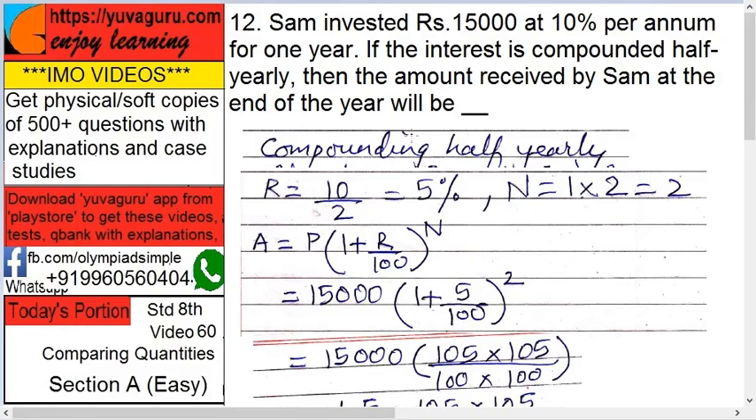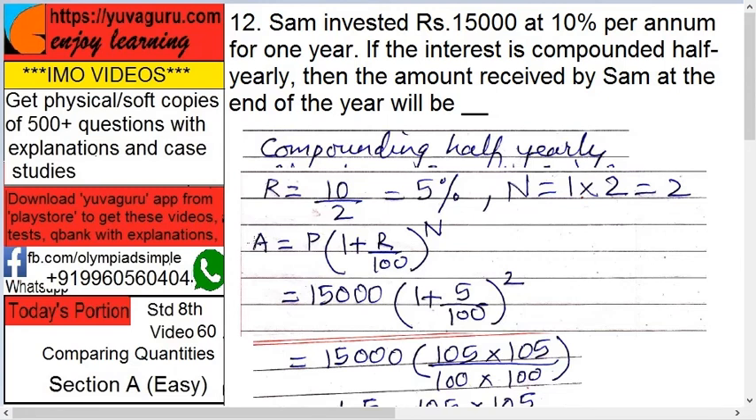So in our case, it is half yearly. So R becomes R upon 2. So divide R by 2 and you get 5%. And the same number you have to multiply to N. It is for 1 year, so N equals to 1 actually. But we are doing it half yearly, so N equals to 1 into 2. Right? So N equals to 2 over here.